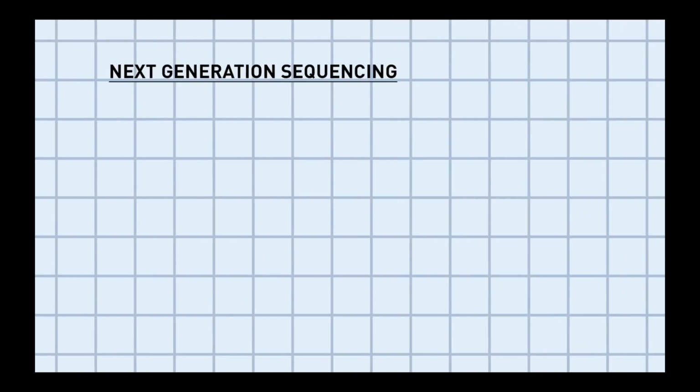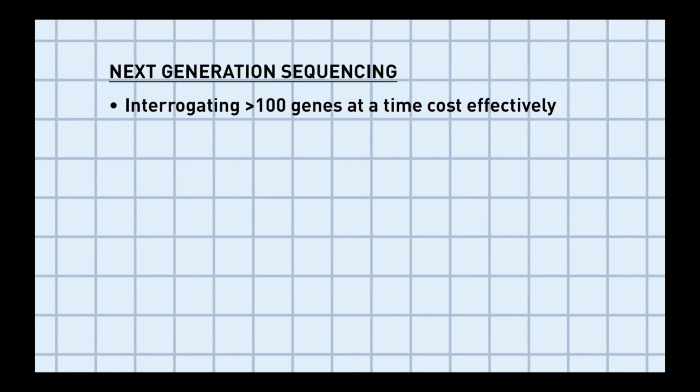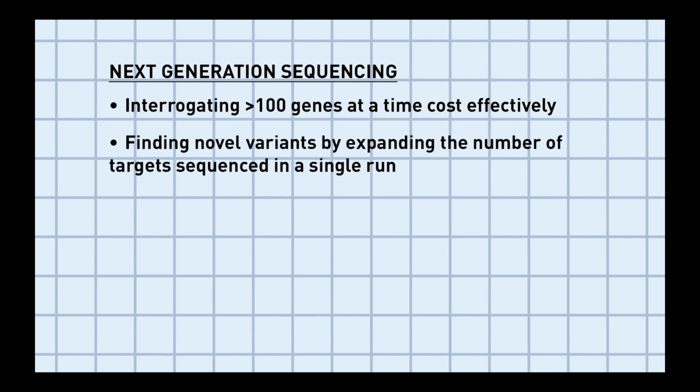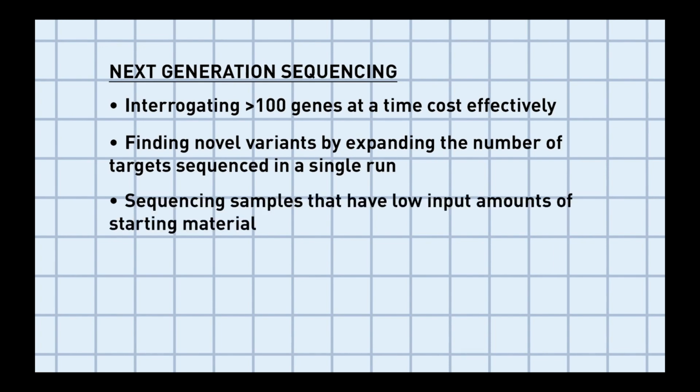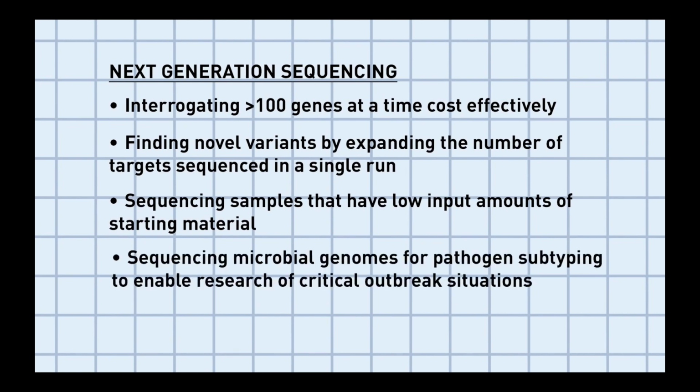Next-generation sequencing offers fast turnaround time and takes only about 4 hours to complete a run. So NGS is perfect for interrogating greater than 100 genes at a time cost-effectively, finding novel variants by expanding the number of targets sequenced in a single run, sequencing samples that have low input amounts of starting material using, for example, Ion AmpliSeq library preparation, which requires as little as 10 nanograms of input DNA, and sequencing microbial genomes for pathogen subtyping to enable research of critical outbreak situations.